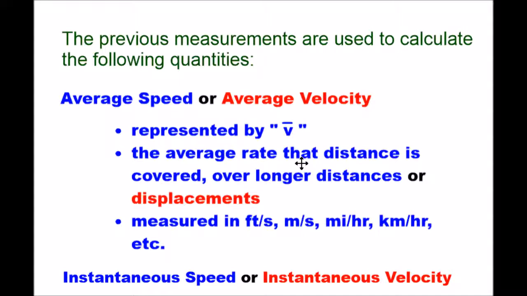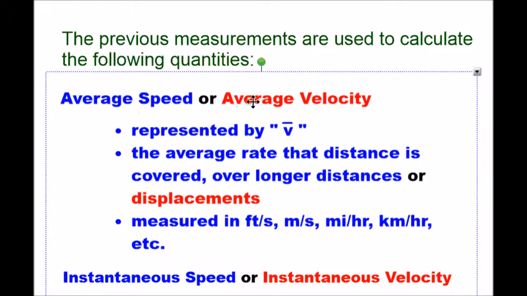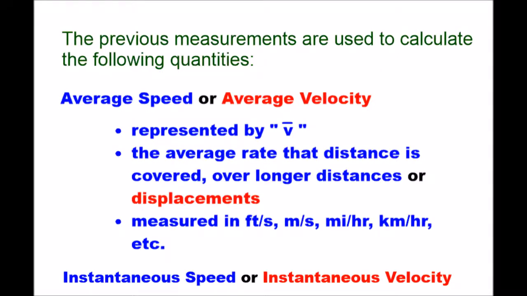And it's really the average rate that distance is covered over long distances, or the average displacement that is covered over long distances. If I use distance, I calculate speed. If I use displacement, I calculate velocity. This is a scalar quantity. Average velocity is a vector quantity. It's measured in feet per second, meters per second, miles per hour, kilometers per hour, etc. This is the distance or displacement quantity. This is the time quantity on the bottom.